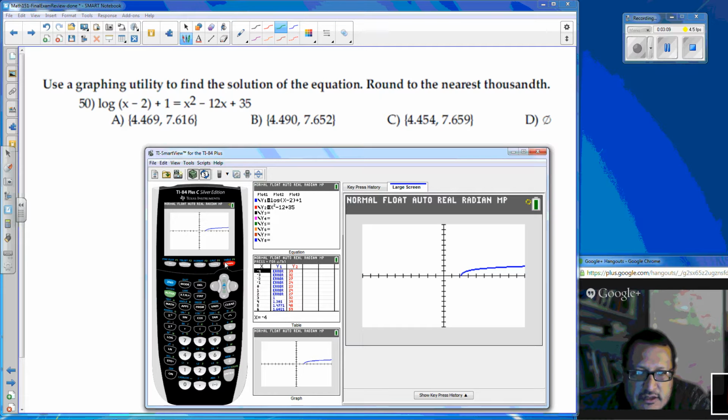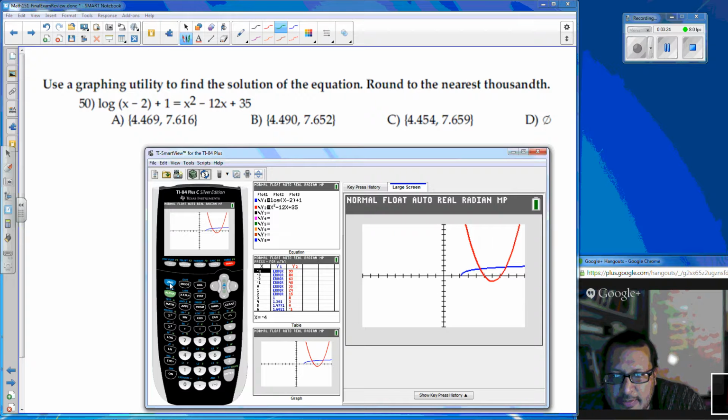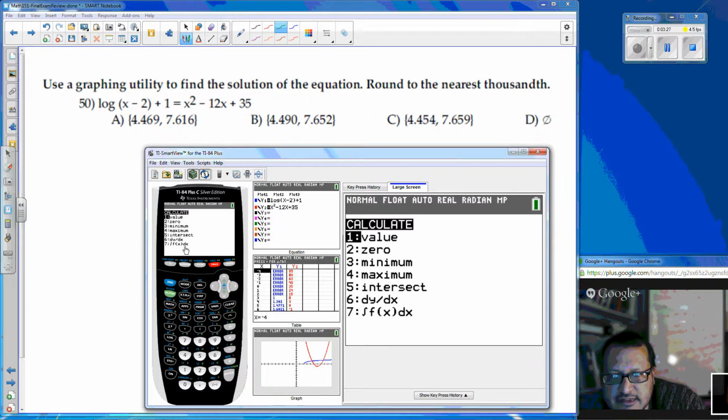So that's the log, the left hand side, and the red one is the parabola. So it looks like we have two answers, right here and right here. Now to use the intersect, you go to second graph, intersect is number 5. So basically we're using 4 of these today. The value we never use because we have a table, and then these are for calculus, which we'll use 2 or 3 semesters from now, if you go up that far.